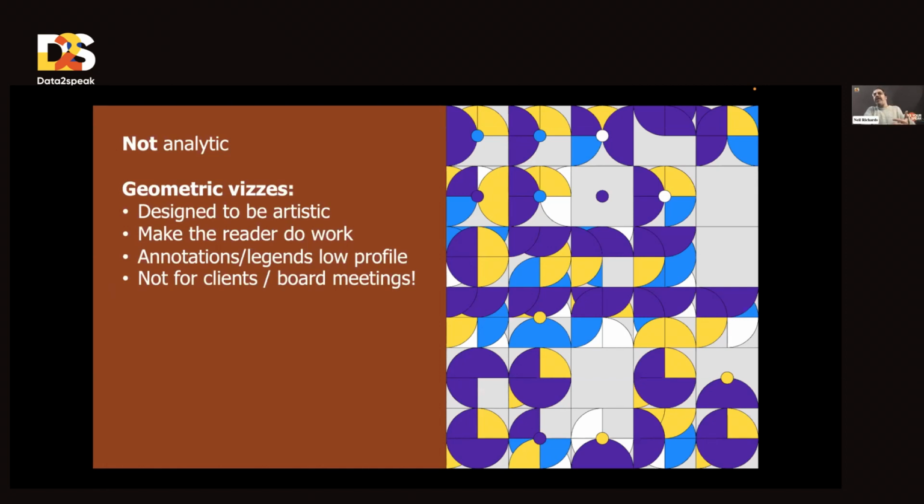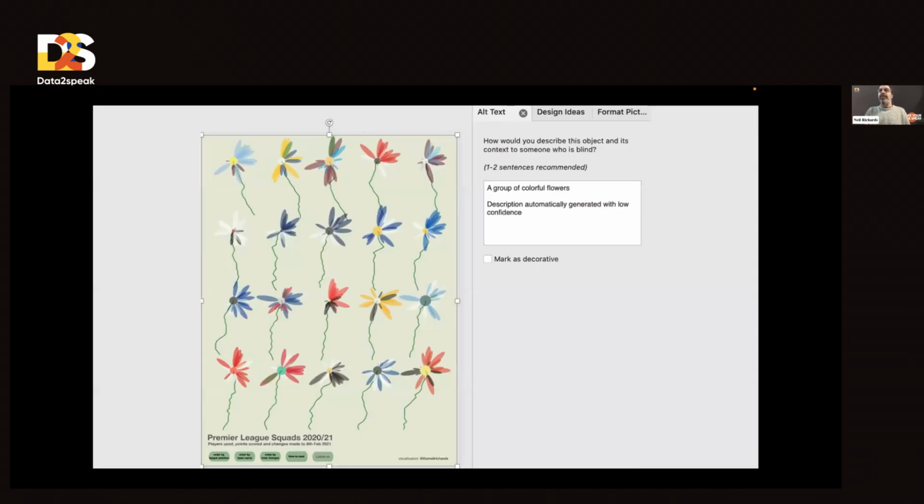Any geometric visualization like this is aimed to be artistic and eye-catching, and I don't mind the reader doing the work. You may mind that, you may not. That's a question to ask. If you're going for something artistic or unconventional, then let them see it first, and then let them, if they want to, do the work to encode. But obviously, this is not for board meetings or clients, that kind of thing.